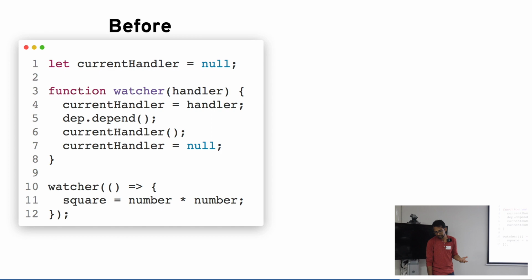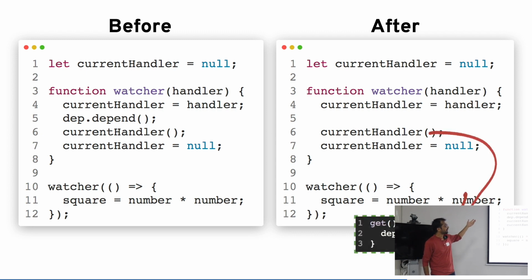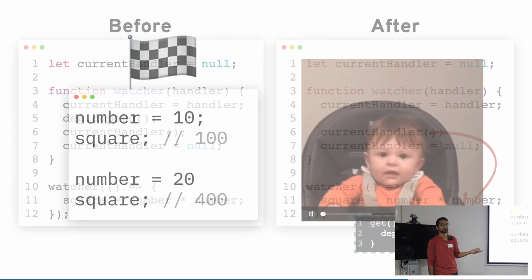And since we automatically do the dep.depend part whenever a property is accessed, or get, we can even get rid of the dep.depend on line number 5, right? So since calling the current handler is always going to execute this function which calls number, and number gets called again, and then dep.depend is automatically done. And if we do all of these pieces right, we are pretty much there, right?